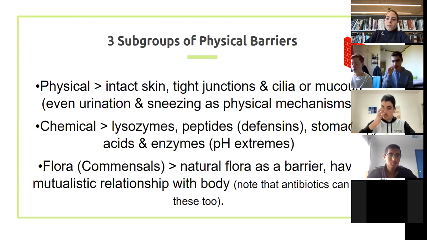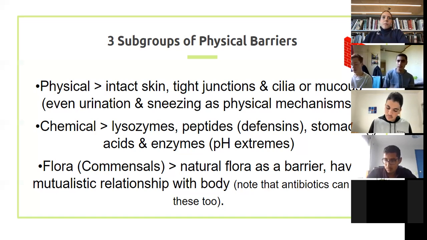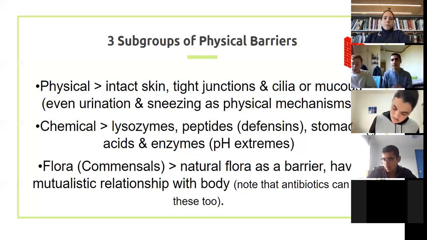The smallest one, probably the easiest one to look at, is the physical barriers, and we have three different subgroups of physical barriers that our body has to defend us from bacteria and viruses. The first one is physical barriers like our skin without cracks, and tight junctions between cells, so things can't get through. You've got the cilia and the mucus, pushing stuff up. And even processes like urination and sneezing. They're processes and mechanisms, but they still act in a physical manner to push things out. So that's the physical element.